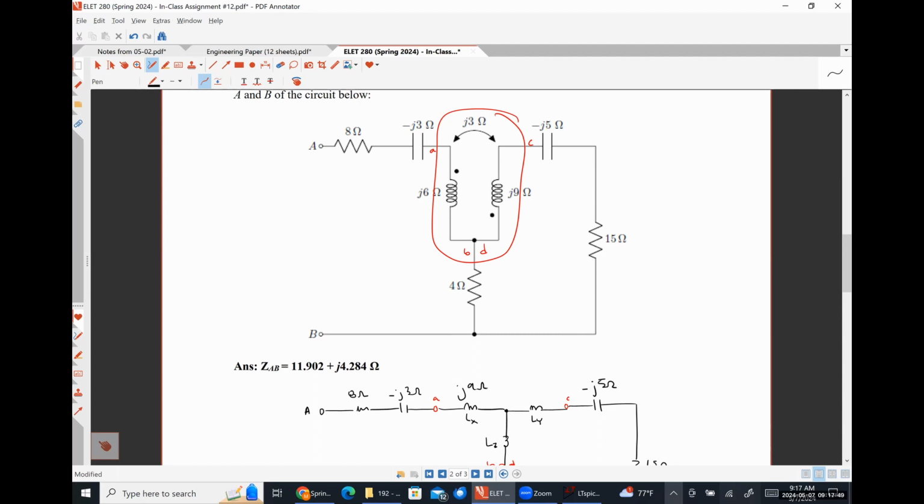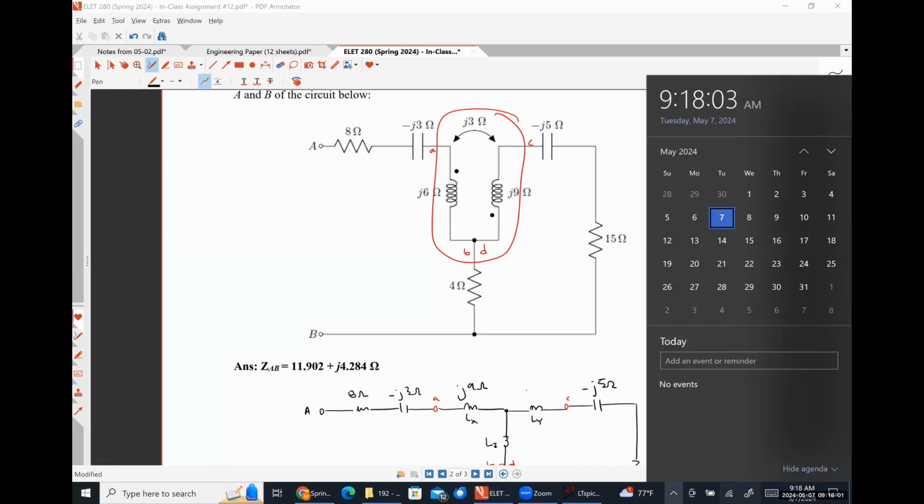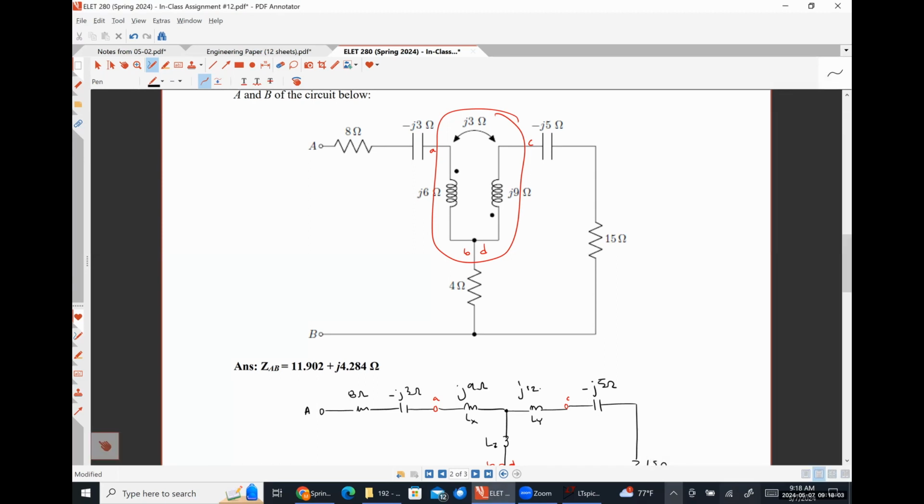Okay. What's Ly going to be? Yeah, L2 plus m, which is just J9 plus J3, or J12. What is Lz going to be? Negative m. So negative J3 ohms.